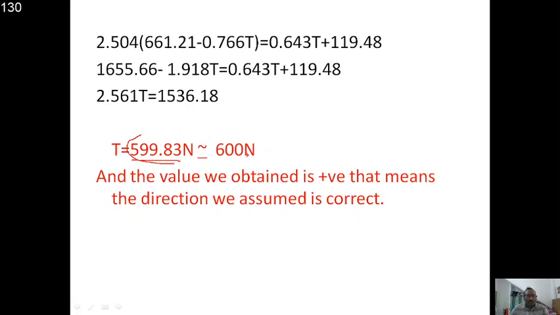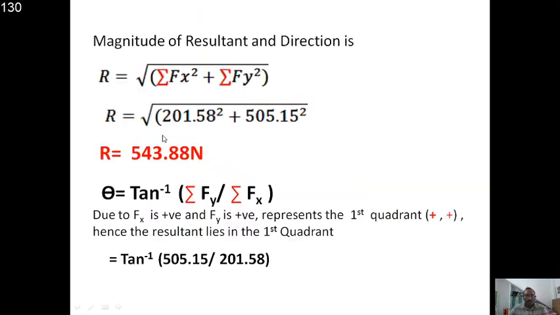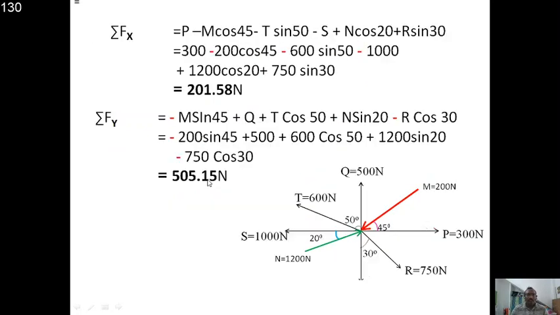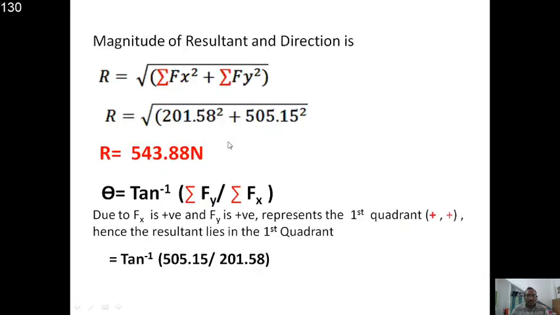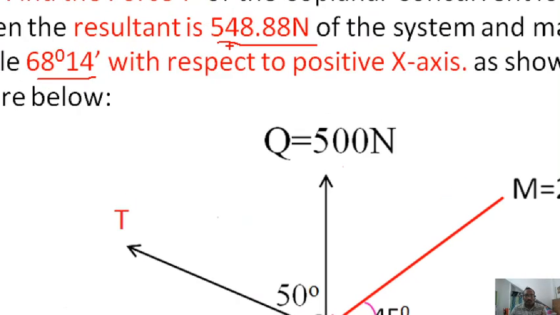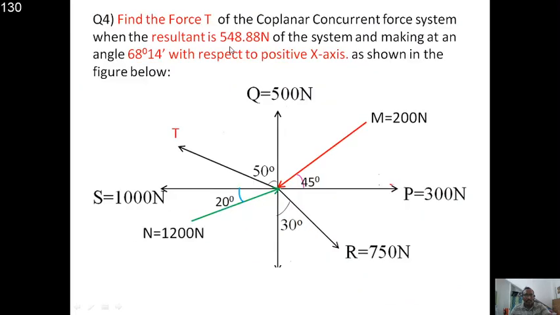599.83, right? Look, is this value correct or not? In this figure, where all the values are given in the earlier equation, what is the T value? 600 newtons only. So I used the same values, the resultant and theta 68 degrees, in our new problem also. I keep the same resultant value 548.81 and 68 degrees 14. So you solved it in the earlier problem.